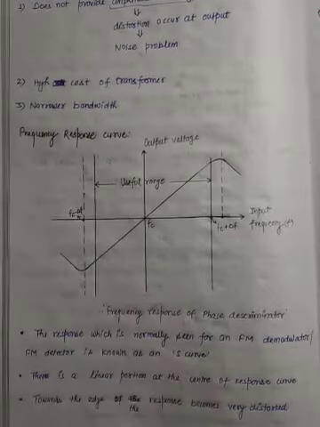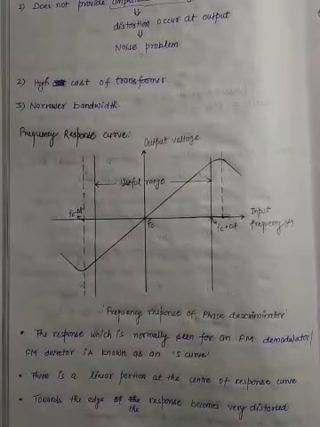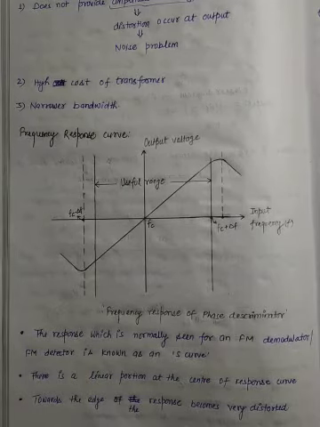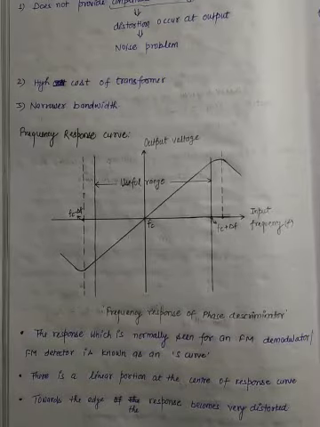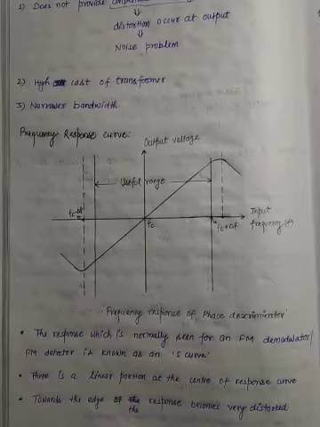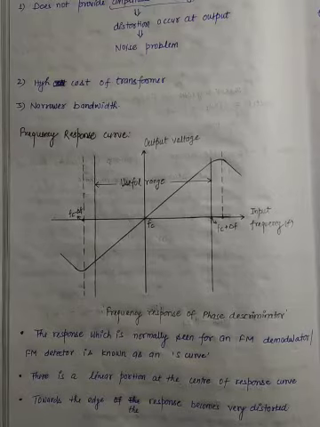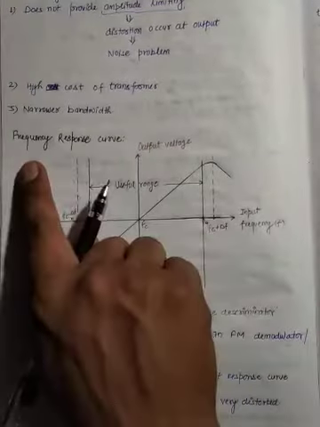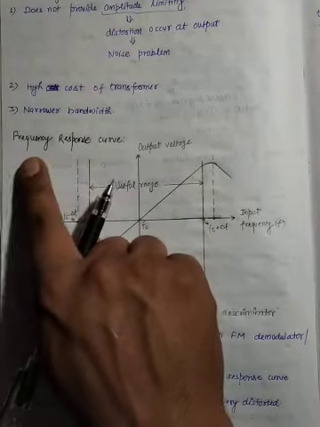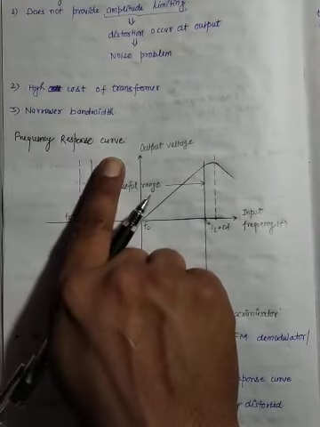Welcome everybody to this new lecture of our paper Electronic Communication System, and today we will continue our discussion about Foster-Seeley discriminator. In the previous lecture we were discussing the circuit, the operation, the advantages and disadvantages of Foster-Seeley discriminator, and today we will discuss its frequency response curve.